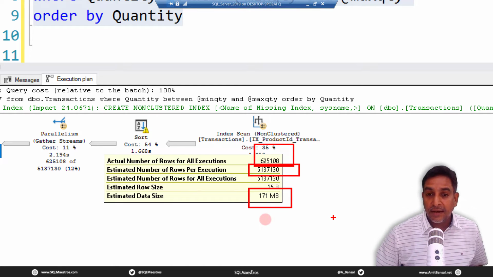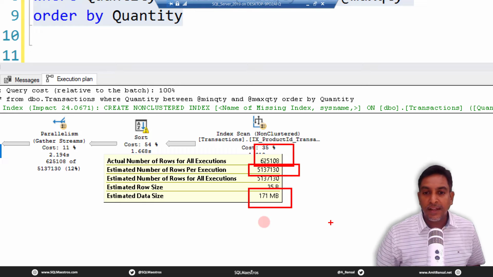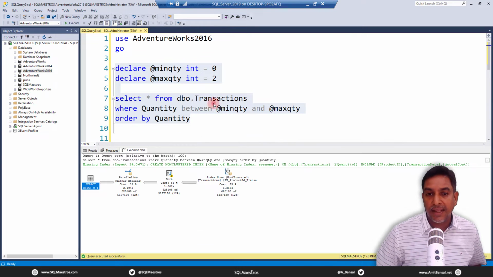So this is the default estimation. Okay, and now let's close this. What you need to notice here is the actual number of rows is 625,000, which is way less than the estimation. So SQL Server actually estimated quite a bit, and your actual number of rows is way lesser, which means the amount of memory the optimizer would have reserved for this entire data size of 171 MB would have been good.